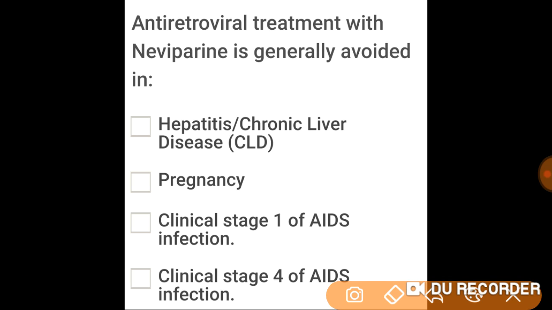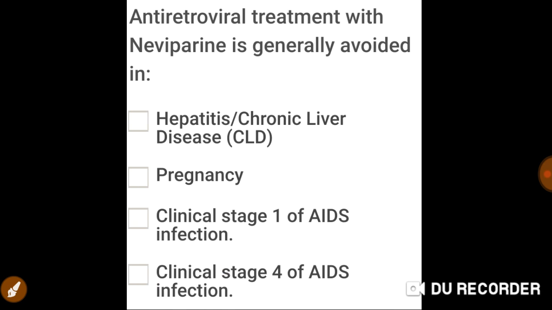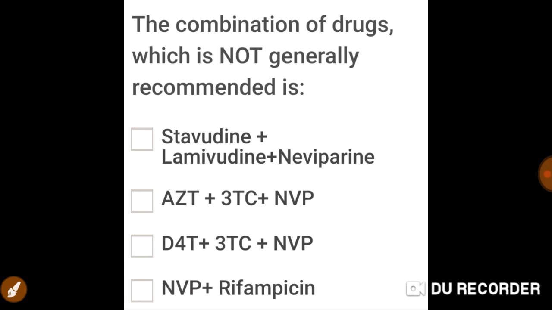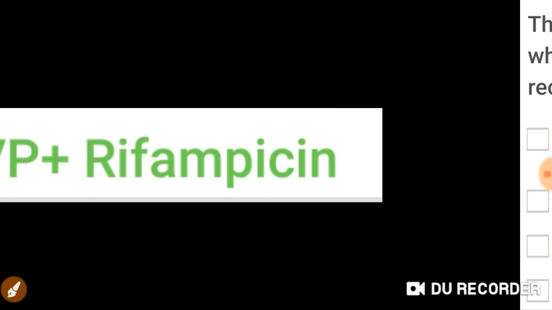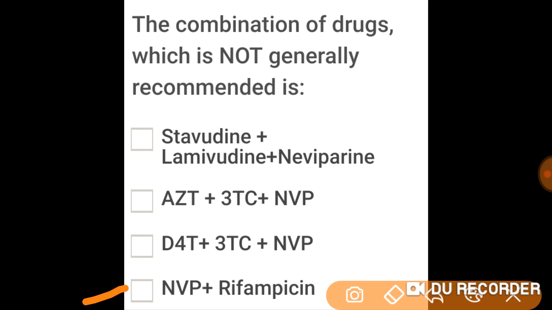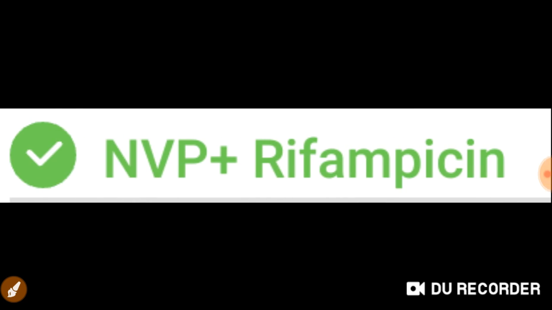Now, antiretroviral treatment with nevirapine is generally avoided in chronic hepatitis, CLD. The combination of drugs which is not generally recommended is stavudine, lamivudine. This one is not NVP and rifampicin is not recommended.